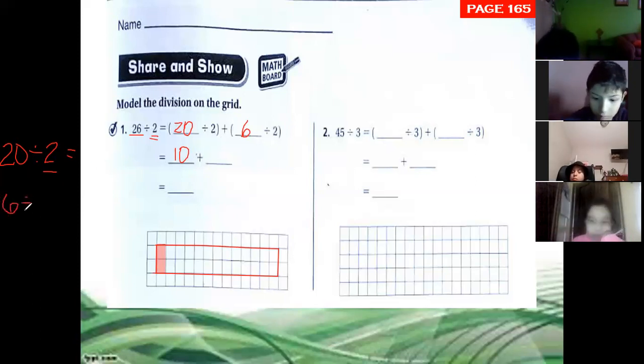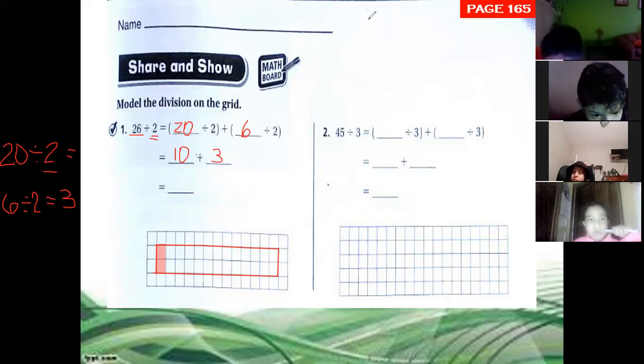Okay. Now let's divide the next one. 6 divided by 2. Table of 2 again. No, it's not 6 times 2. It is 2 times what equals 6. 2 times 3 equals 6. 3. Exactly. So here is 6. It is 10 plus 3, 13. 13. This is the way we're going to color.